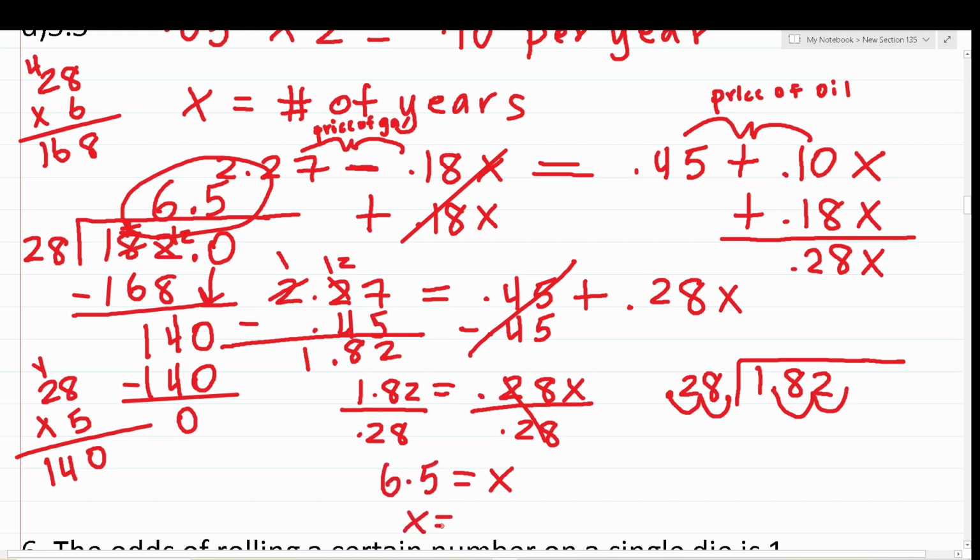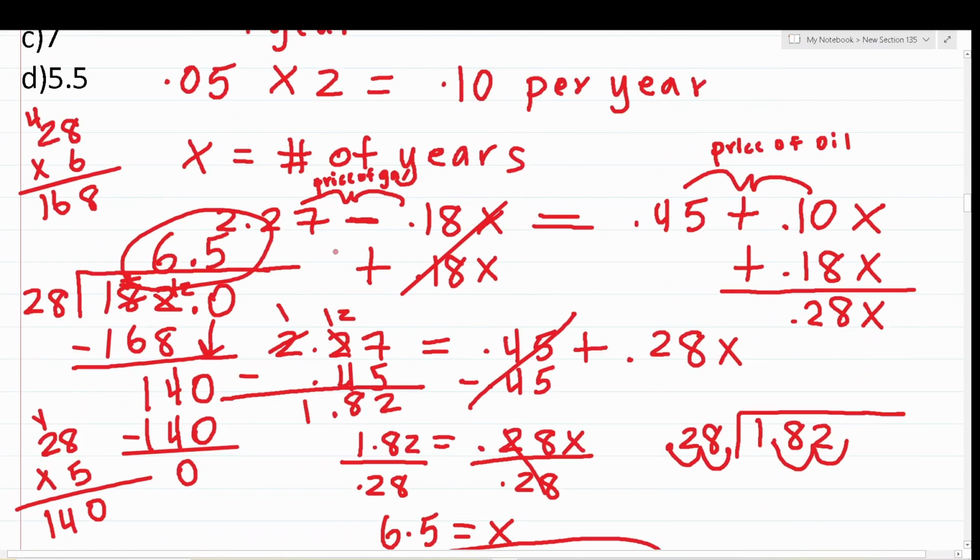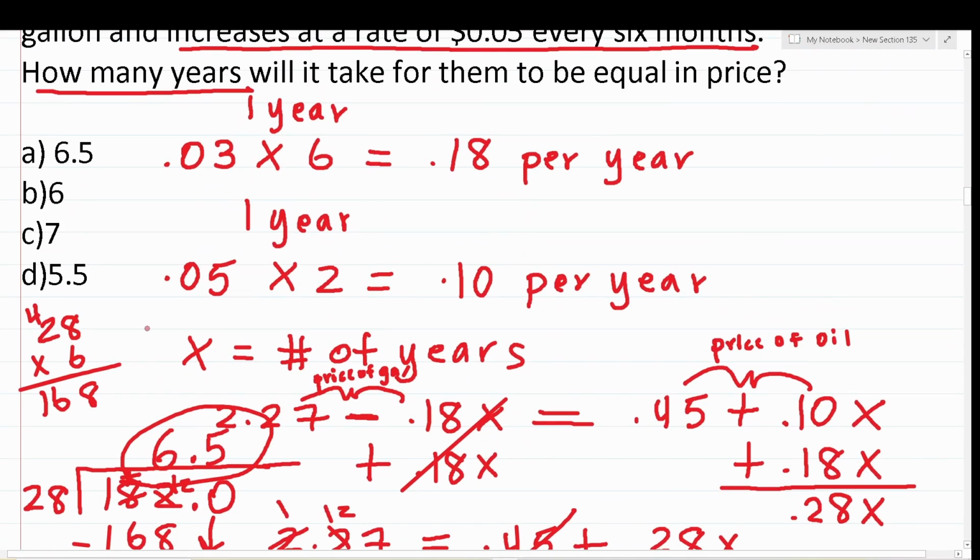In other words, it will take 6.5 years for the price of gas to be equal to the price of oil, given this word problem. So the answer to this one is A, 6.5.